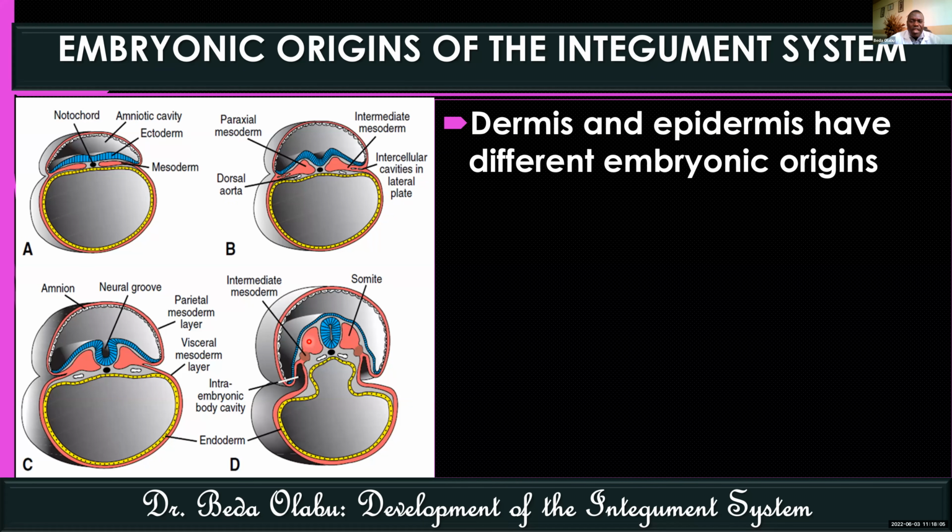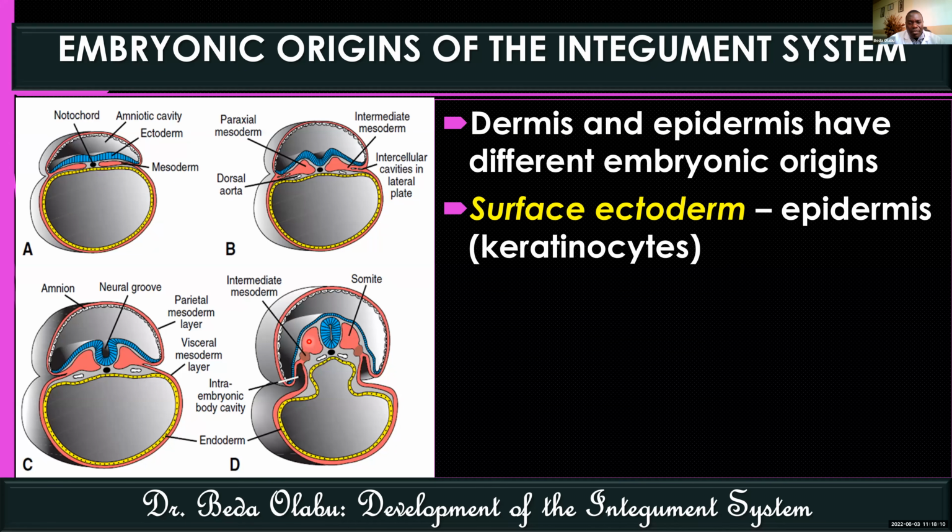Generally, the dermis and the epidermis have different embryonic origins. The epidermis, and in particular the keratinocytes of the epidermis, arise from surface ectoderm. So this surface ectoderm here gives rise to the epidermis of the skin. And in particular, it gives rise to the keratinocytes of the epidermis. Remember, keratinocytes are the most abundant of the cell types of the epidermis.